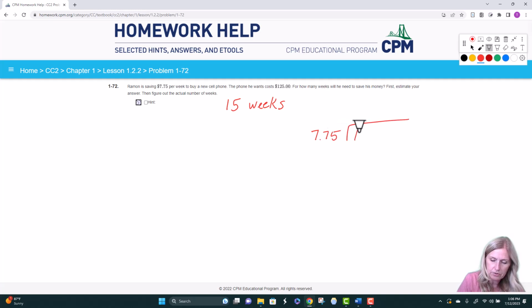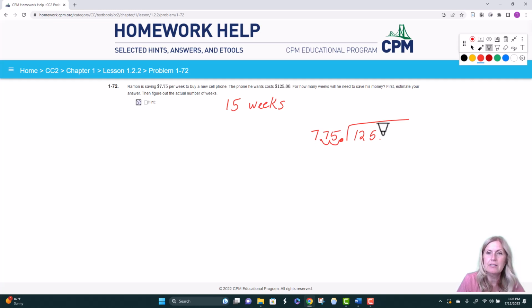775 goes into 125. Well, first of all, when you're doing division, you can't divide if this number right here, it's called the divisor, has a decimal. You need to make that a whole number. And you can do that by making 2 hops to the right. Now that is a whole number.